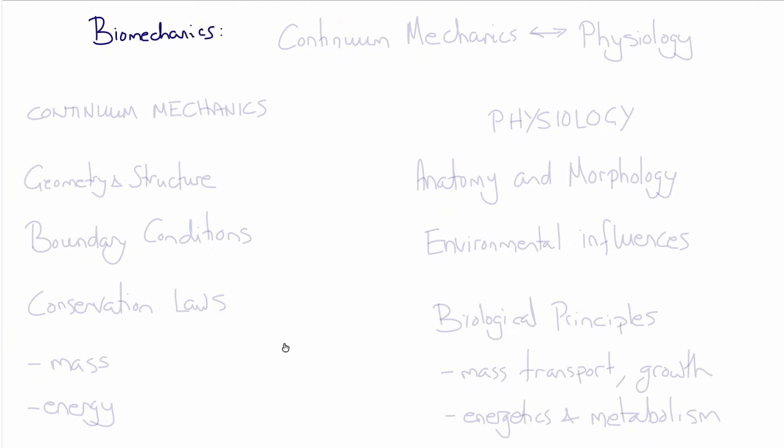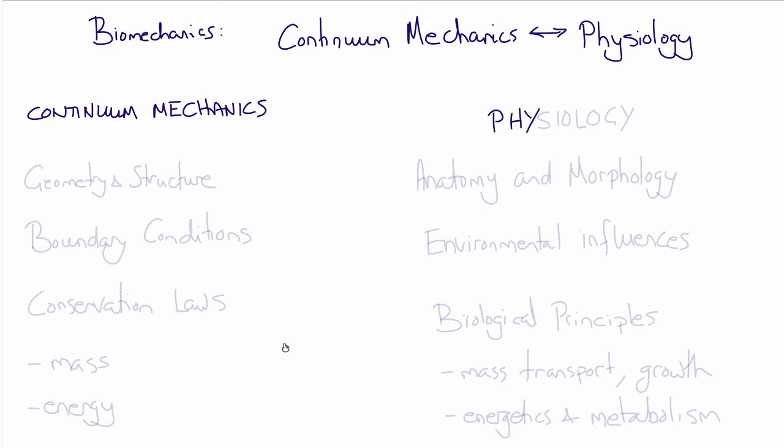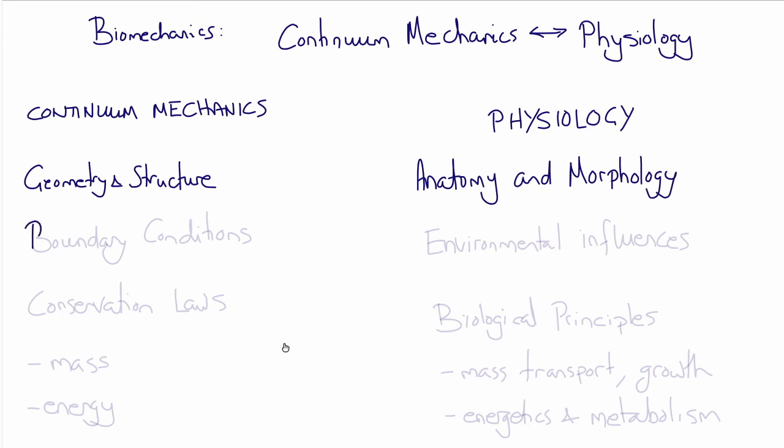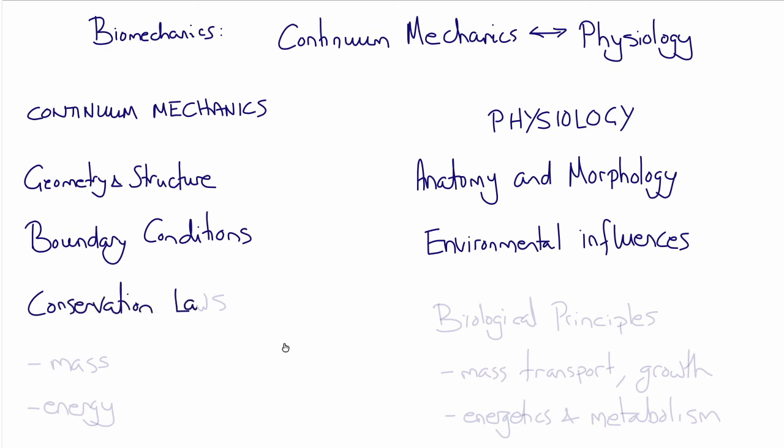So let's look at biomechanics, particularly the biomechanics that we're aiming to focus on at the interface between continuum mechanics and physiology. On the left, let's consider the components of the continuum mechanics problem. And on the right, let's look at the analog in physiology. So in continuum mechanics, we have geometry and structure. Well, in physiology, usually the first thing you learn about the physiological system is about its anatomy and morphology. You can't understand how an organ or tissue works until you know about its structure. The boundary conditions in a mechanics problem correspond to the environmental influences acting on the tissue or organ, and as you know, that's a big part of physiology.